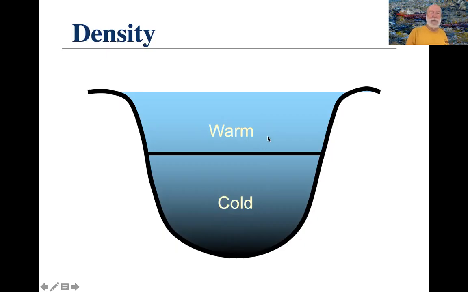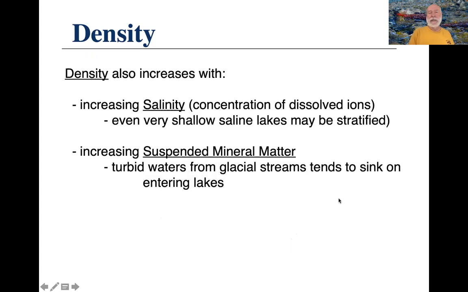The waters at the surface tend to be warm and the waters at the bottom tend to be cold. Okay, so that's simple enough. Now there's some other things that also impact on the density of water. Okay, including both salinity and suspended mineral matter.